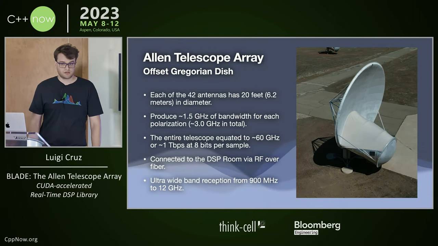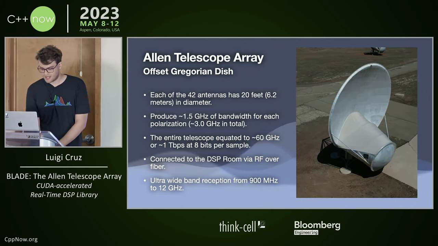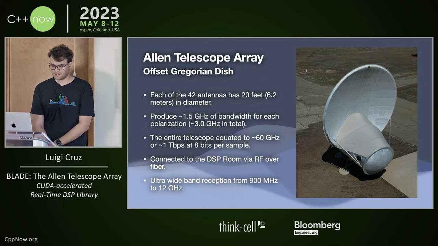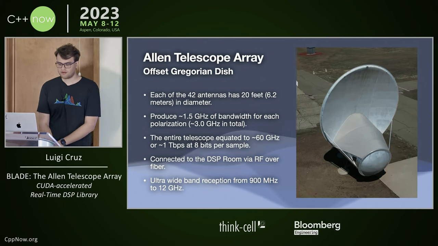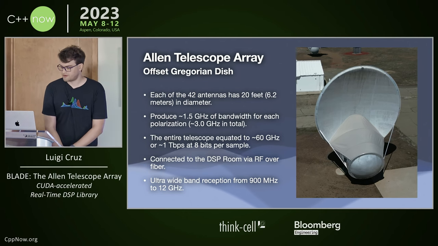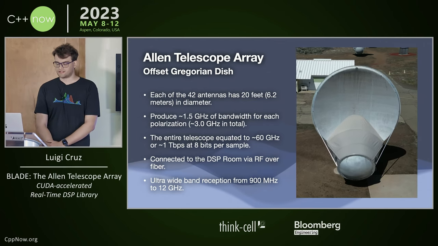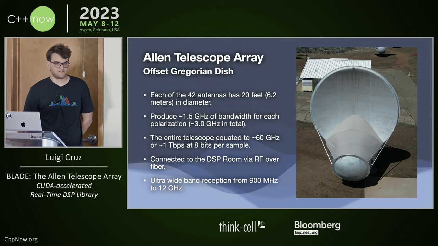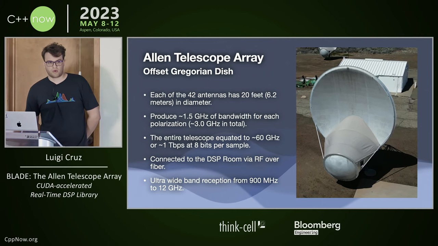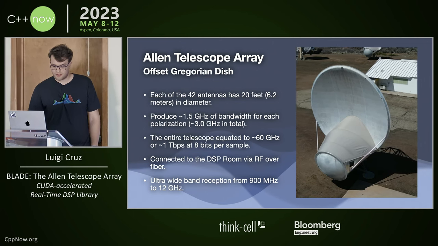We have 42 of these antennas, and each one has a 20 feet diameter. That's around 6.2 meters. And they are capable of adjusting elevation and azimuth as we want. Each antenna here produces around 1.5 gigahertz of bandwidth. That's a very large amount for each polarization. So in total, 3 gigahertz per antenna. And currently we have 20 operational antennas with upgraded feed. And this results in 60 gigahertz of data. And considering each sample has 8 bits, this equates to a 960 gigabits per second stream.